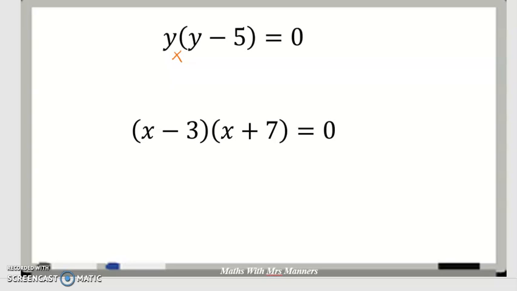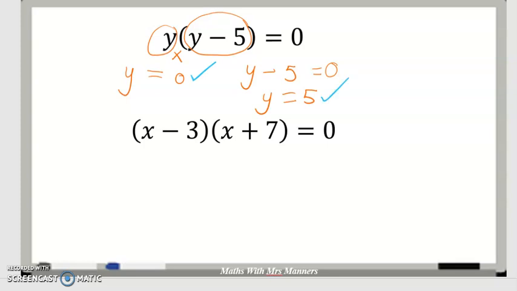The null factor law says if we're going to multiply y by y minus 5 and we get 0, then in order for this to happen, y would have to be 0, or y minus 5 could be 0. When we get those two expressions, we're able to solve: if y minus 5 equals 0, then y would have to be 5, or y would equal 0. So we're actually going to get two possible values that satisfy this equation.